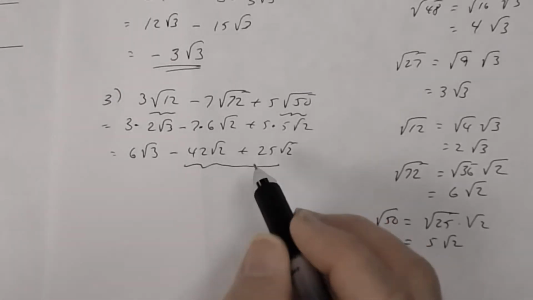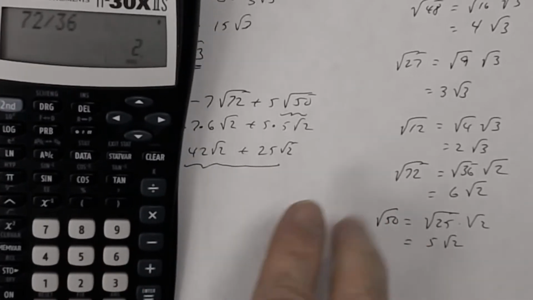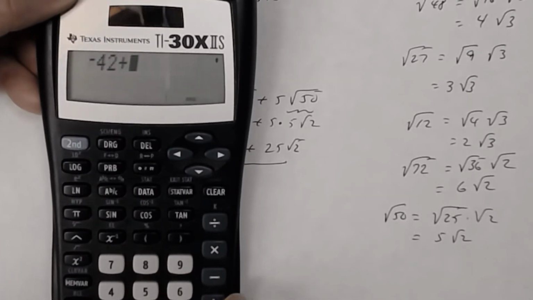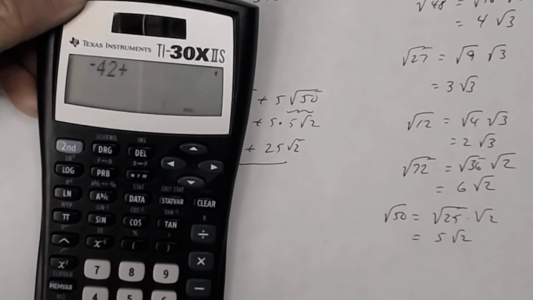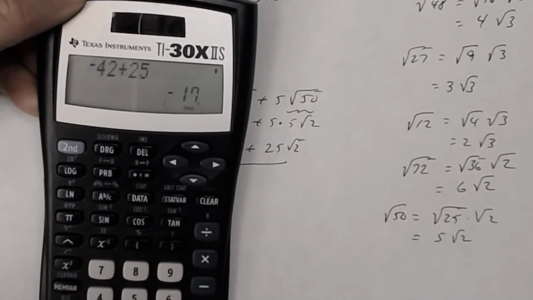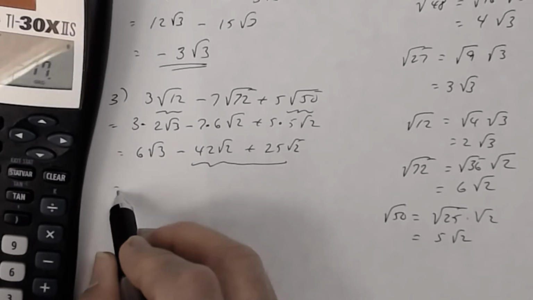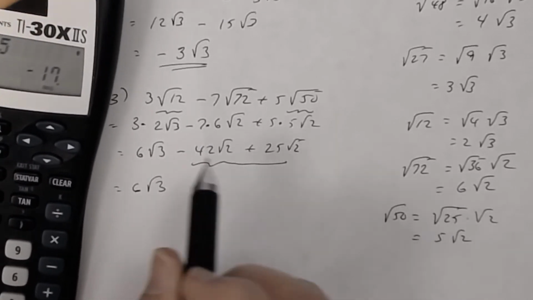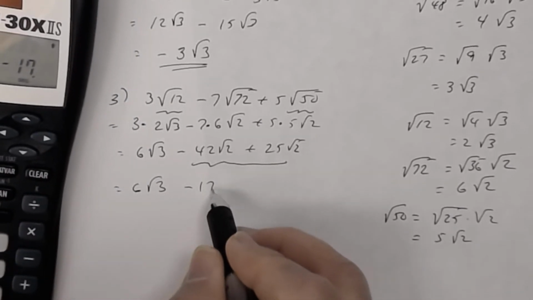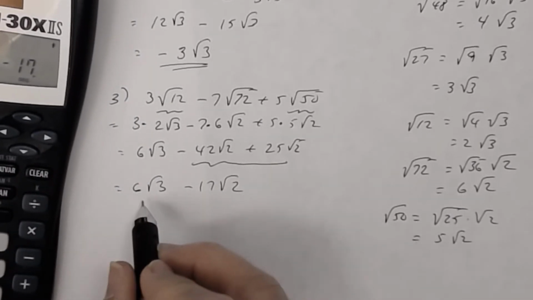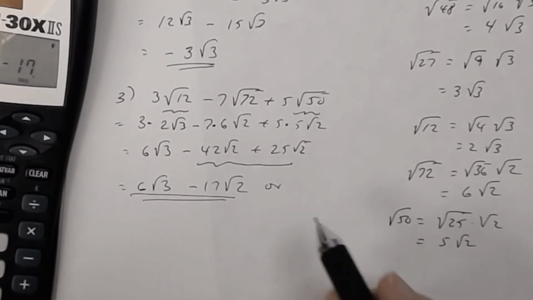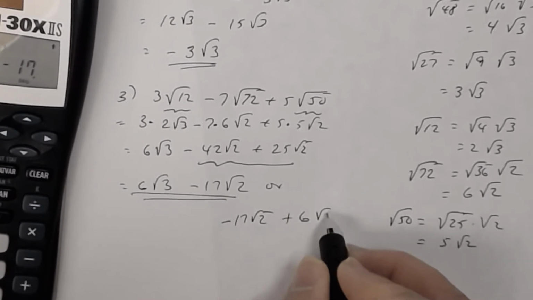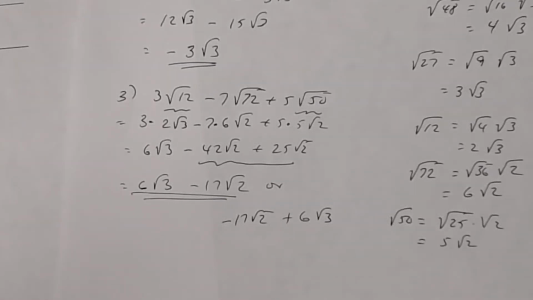So you got to look at this now. So you look at the coefficients and use your calculator if you need to. So I have a negative 42, right? So negative 42 plus, you're adding coefficients, plus 25 gives me negative 17. So what that means is that this becomes 6 square root of 3. These, when I combine them, becomes a negative 17, so minus 17 square root of 2. So that's your answer. Now, if you want to put the square root of 2 first, you can. You would have to say negative 17 square root of 2 plus 6 square root of 3. Does not matter. All right, so that was number 3.